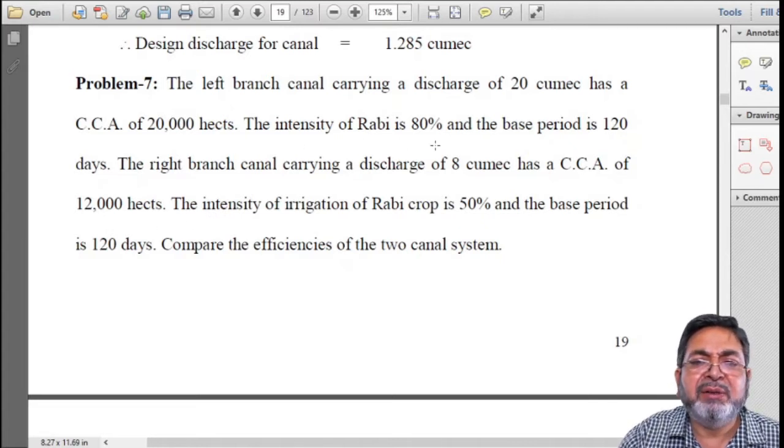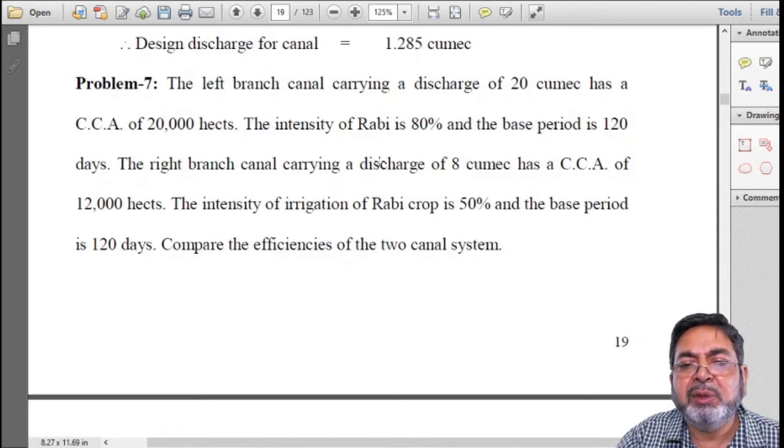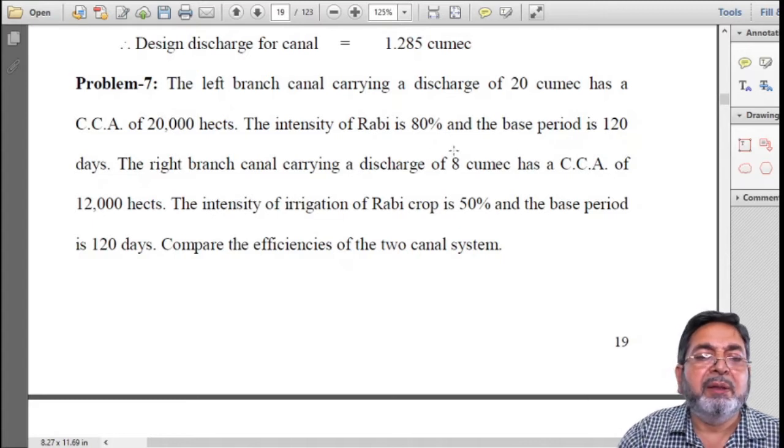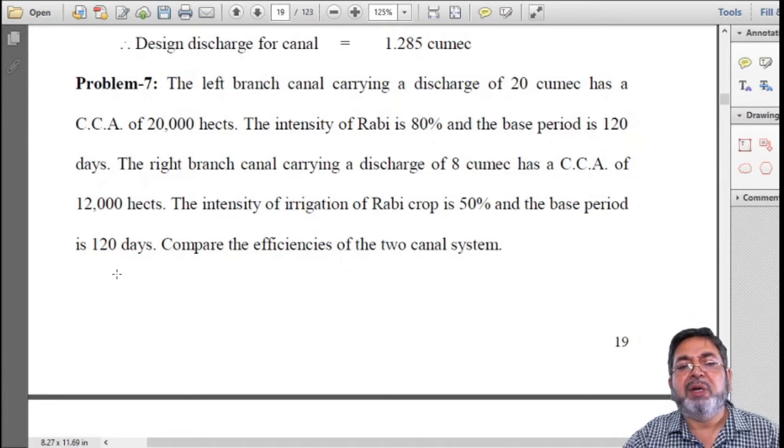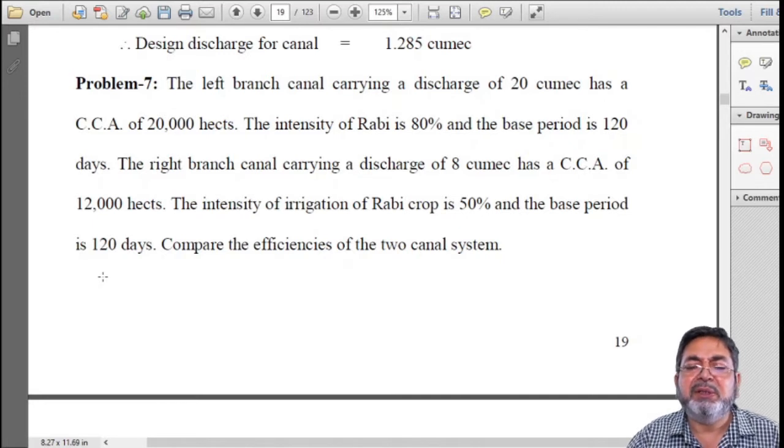The base period of crop has been given for both the crops of the right as well as left canal. So for this Rabi crop, the base period is given here as 120 days, and here is also 120 days, because if you want to compare something, then some things should be same and other things can be compared. Understand?